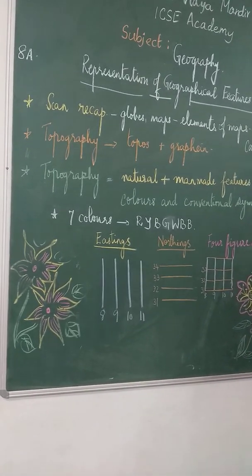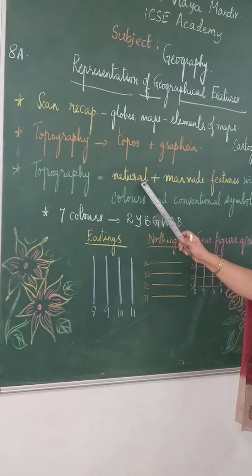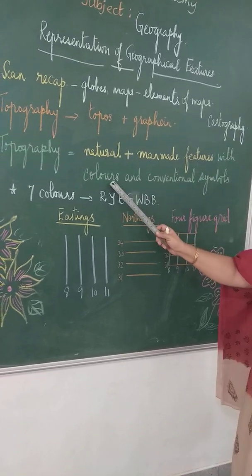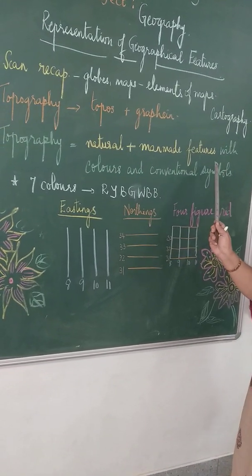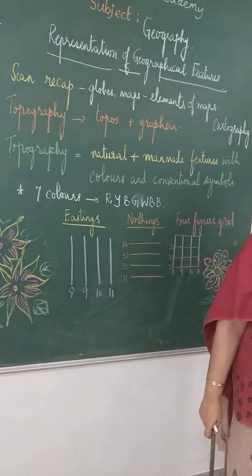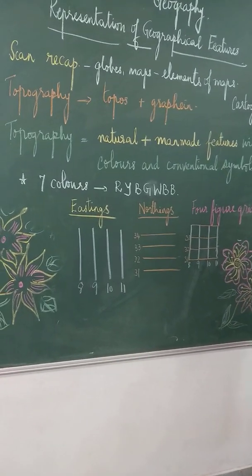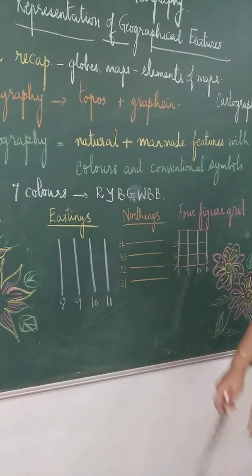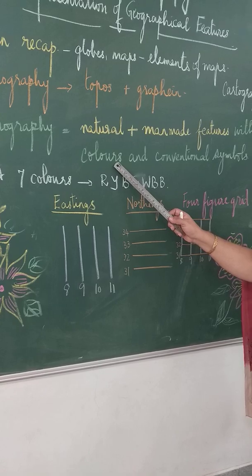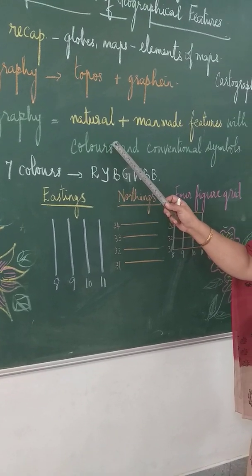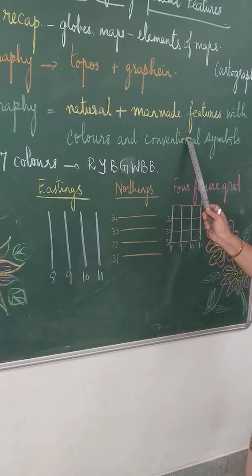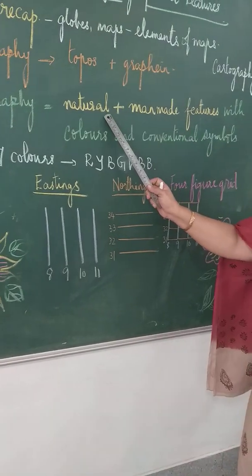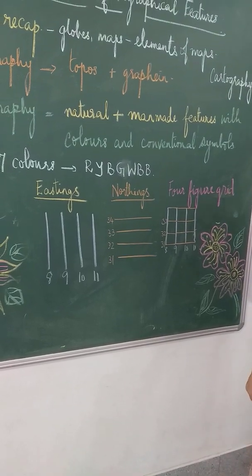We know that topographical maps are going to depict natural and man-made features, of course with the help of colors and conventional symbols. So even a layman or a common man can identify the features of topographical maps so long as he knows what colors are used, what they depict and which are the commonly accepted conventional symbols.